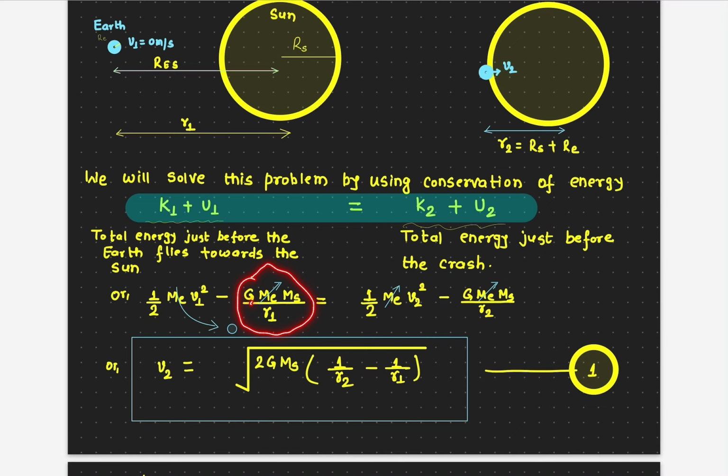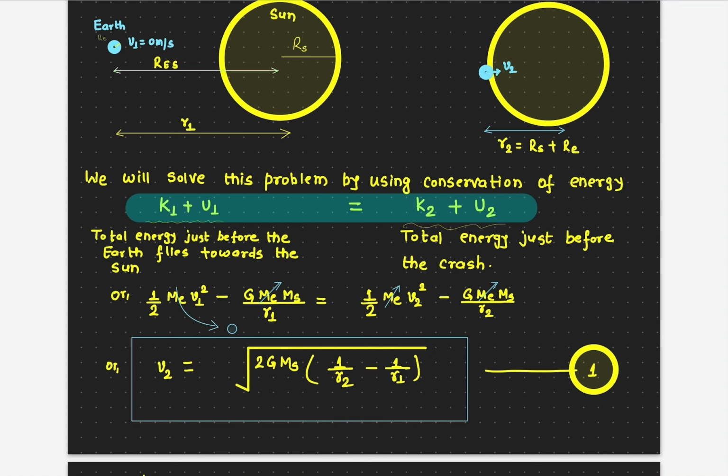G is the universal gravitational constant, m is the mass of the earth, ms is the mass of the sun, and r1 is the distance between the earth and the sun, which you call here r1. Okay, that's the r1.